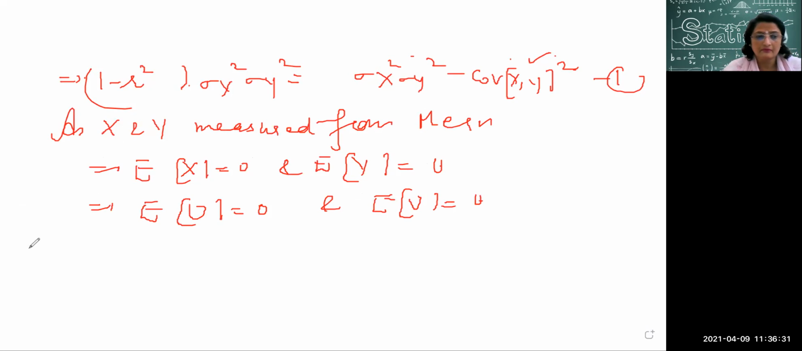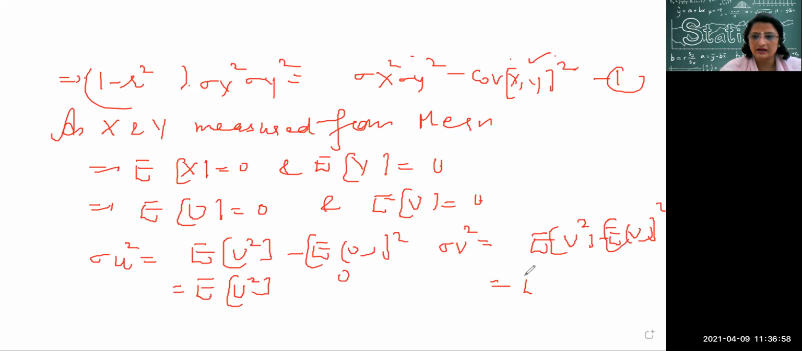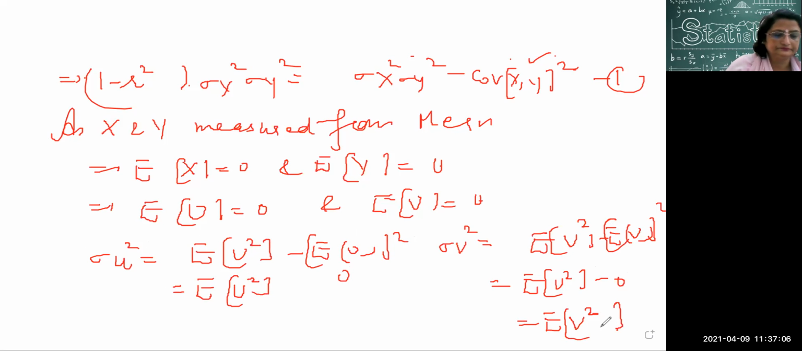Okay? So next, what is the value of sigma u square? In the last question also we did this. That comes out to be expected of u square minus expected of u whole square. If you put this value it comes out to be 0, so you are left with only sigma u square. Then similarly, what is sigma v square? That comes out to be expected of v square minus expected of v whole square. Again, expected of v is 0, so that comes out to be expected of v square.